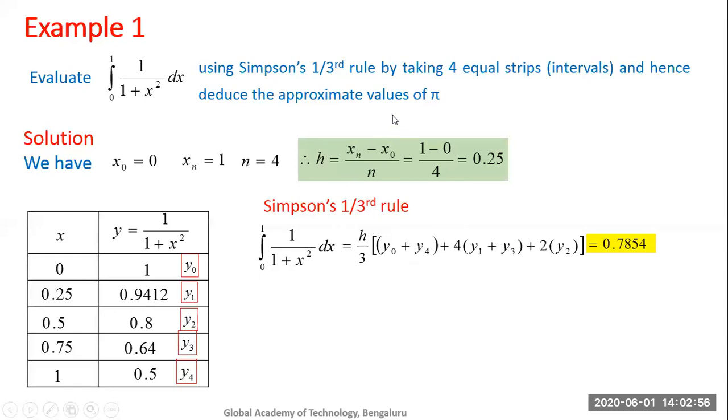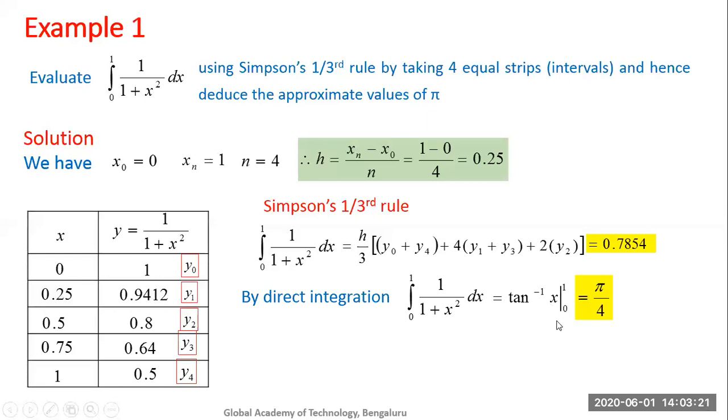Then we need to find the approximate value of pi. That is possible by directly integrating the given function. So we know the integration of 1 upon 1 plus x square. It is a standard function. The integration of 1 upon 1 plus x square is tan inverse x between the limits 0 and 1. Substitute x is equal to 1, the upper limit, minus x is equal to the lower limit 0. You get tan inverse 1 minus tan inverse of 0. Tan inverse 1 is pi by 4 and tan inverse of 0 is 0. So we get pi by 4. So pi by 4 is the value of this integral.